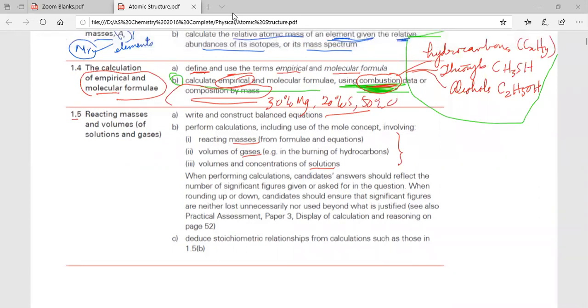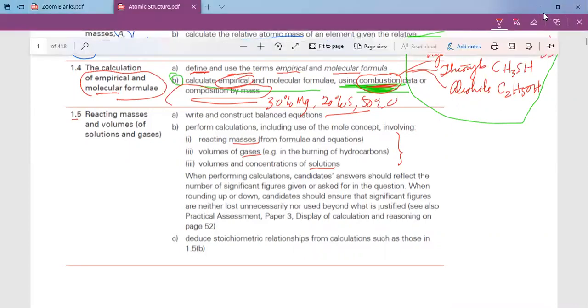It says write and construct. Oh, okay, there's no pen. Sorry about this. Okay. Write and construct balance equations. Now here it says balance equations, but the equations here mean concerning chemical reactions, okay? Chemical reactions.